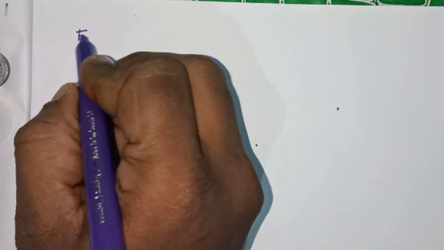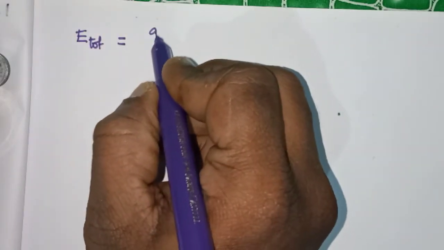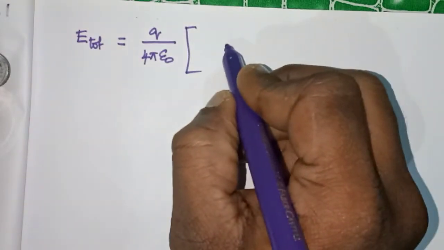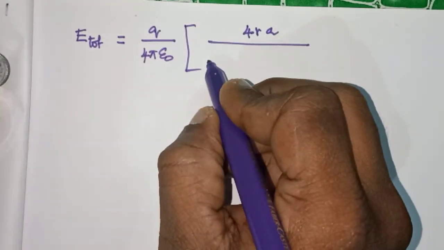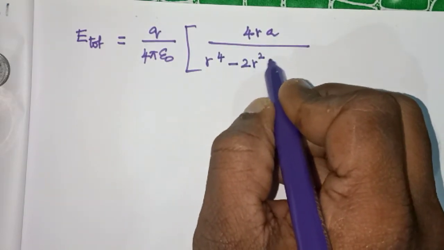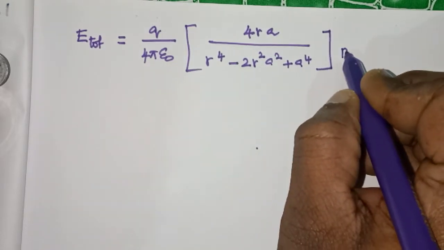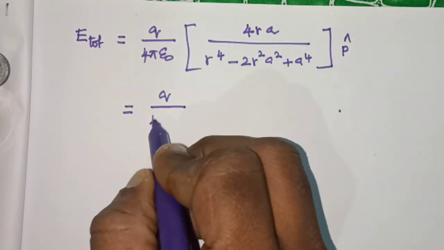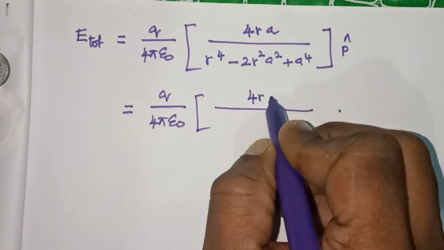That is E total equal to q by 4 pi epsilon naught. What is the numerator term? 4RA, and in the denominator r power 4 minus 2 r square a square plus a power 4, into the unit vector p cap. Okay, that is q by 4 pi epsilon naught, that is 4RA.